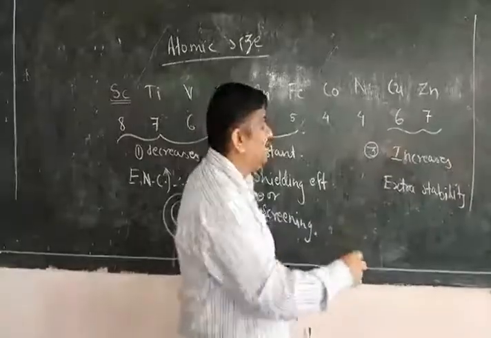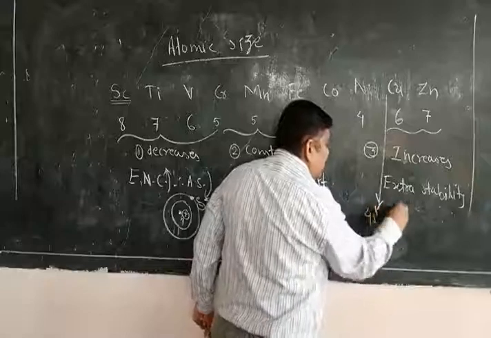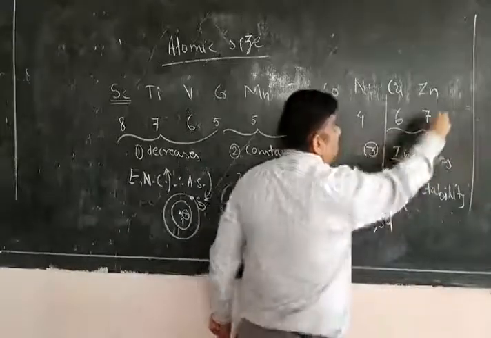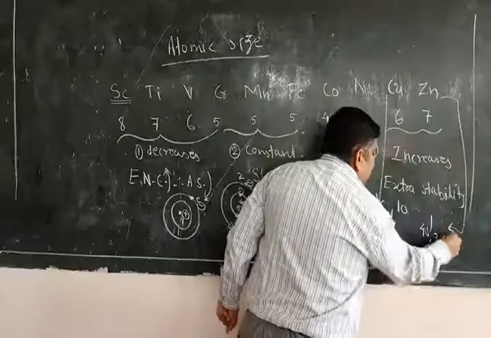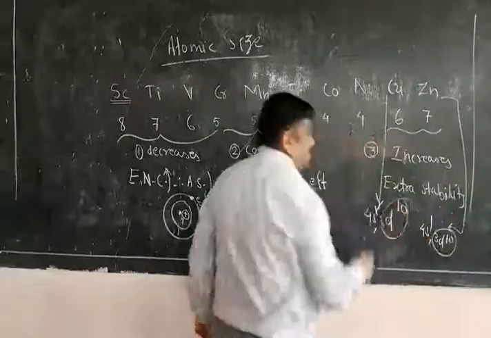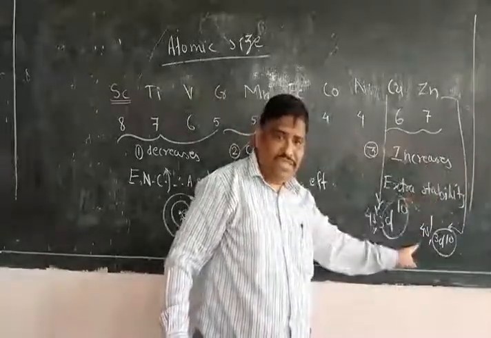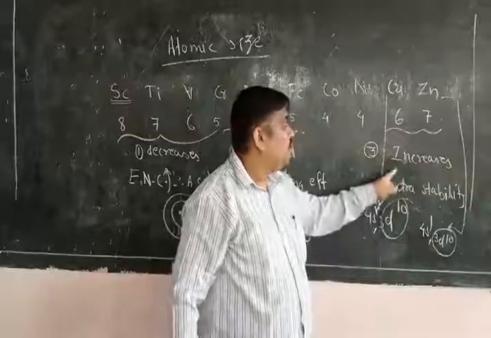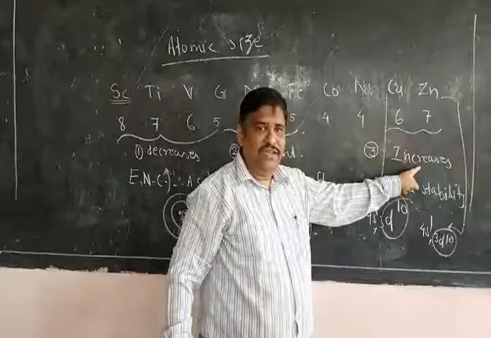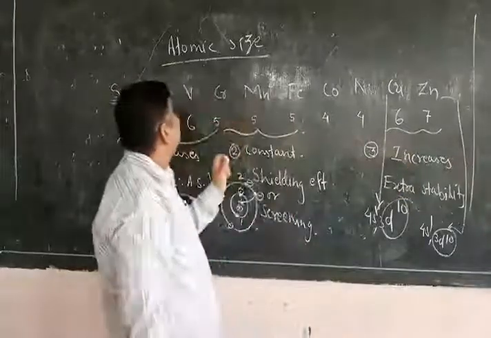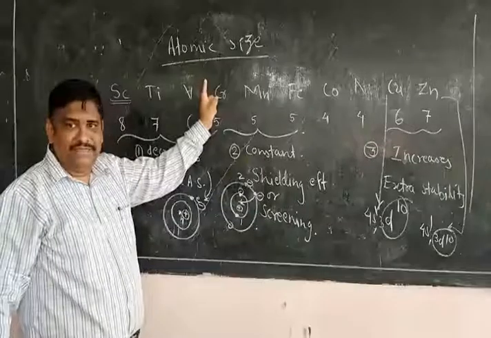I told you about copper and zinc. For copper, what is the electronic configuration? 4s1 3d10. For zinc, what is the electronic configuration? 4s2 3d10 here. 3d10, 3d10. These two are extra stable. And because of this extra stability, you are going to get an increase in the atomic size here. Got it? So likewise, this is the variation of atomic size in the 3d series elements here.